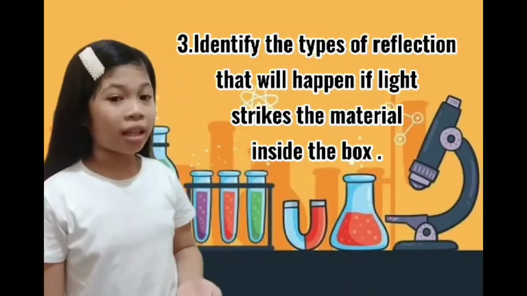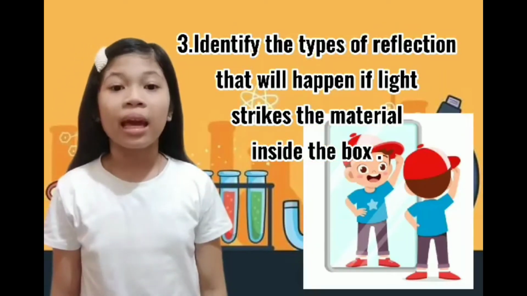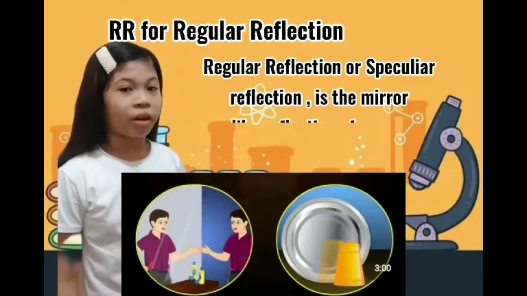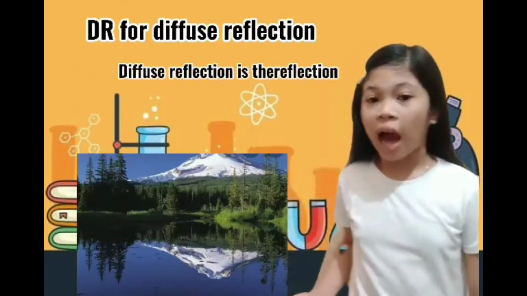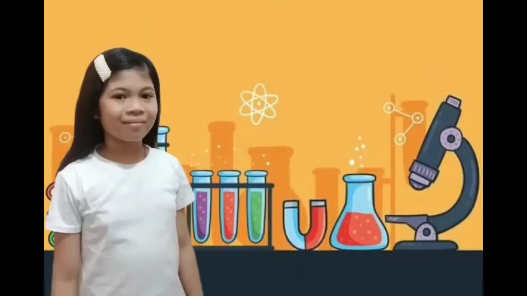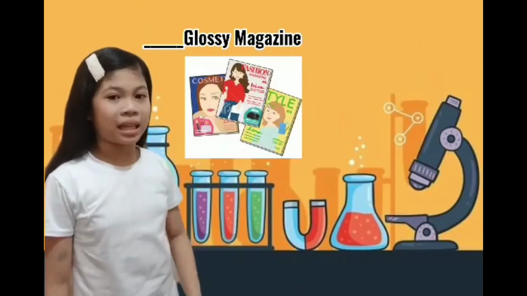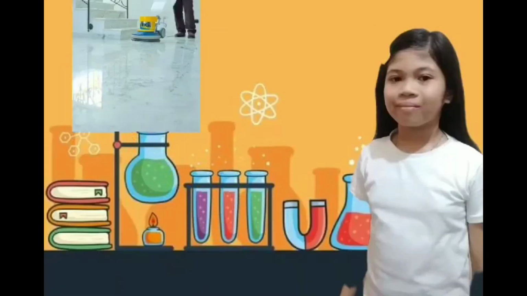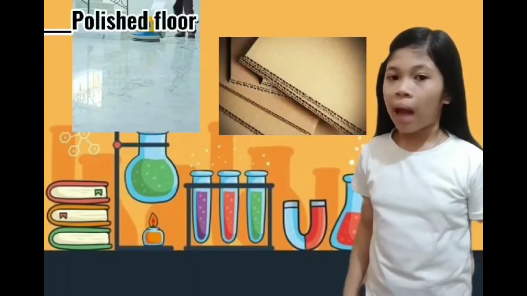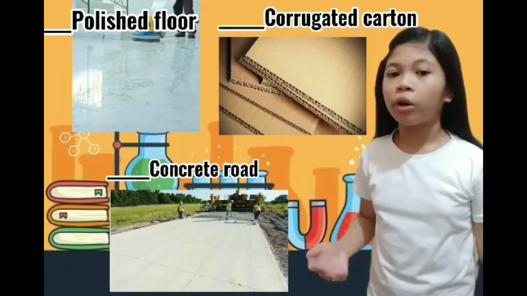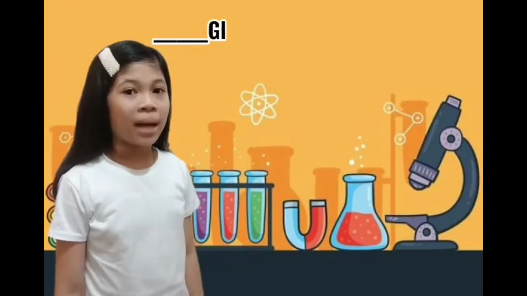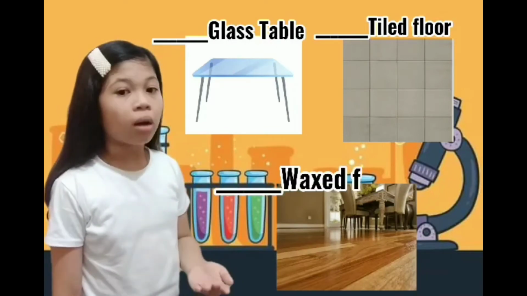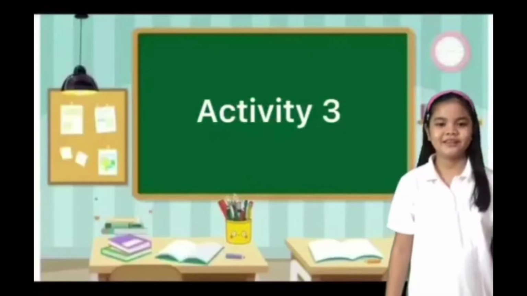Number 3. Identify the type of reflection that will happen if light strikes the material inside the box. Write RR for regular reflection and DR for diffuse reflection. Blank, glossy magazine. Blank, newspaper. Blank, sandpaper. Blank, polished floor. Blank, corrugated carton. Blank, concrete road. Blank, glass table. Blank, tiled floor. Blank, wax floor.